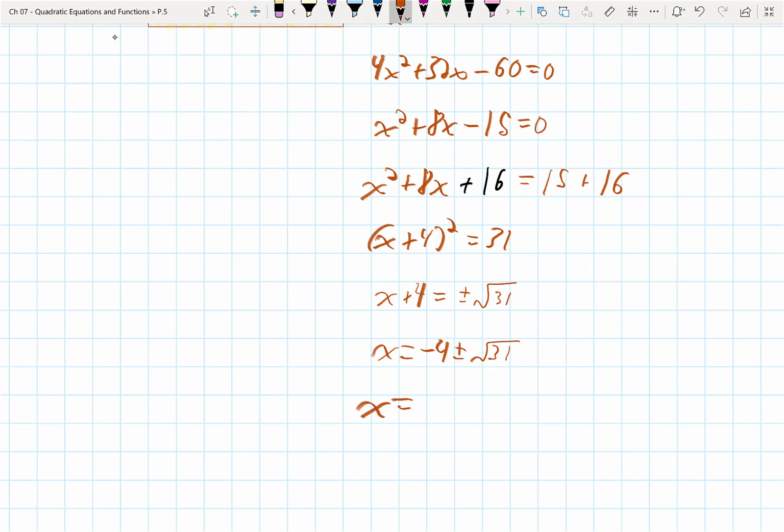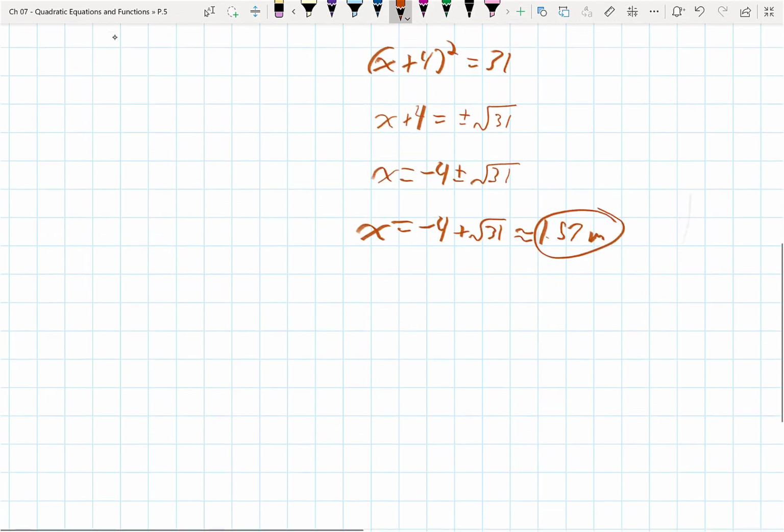I know that means x is actually equal to negative 4 plus root 31, and if I plug that in a calculator, I get about 1.57 meters. So the width of the walkway is 1.57 meters.